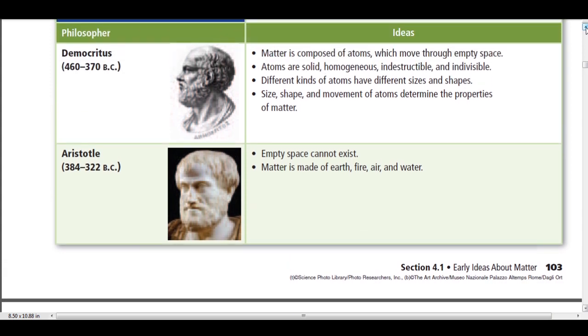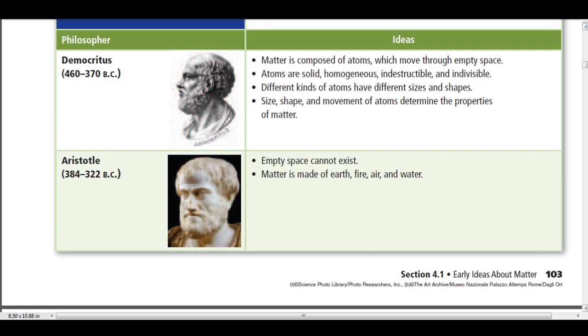Democritus' idea was that matter is composed of atoms which move through empty space. Atoms are solid, homogeneous, indestructible, and indivisible. Different kinds of atoms have different sizes and shapes. The size, shape, and movement of atoms determine the properties of matter. Aristotle said that empty space cannot exist, and that matter is made of earth, fire, air, and water.